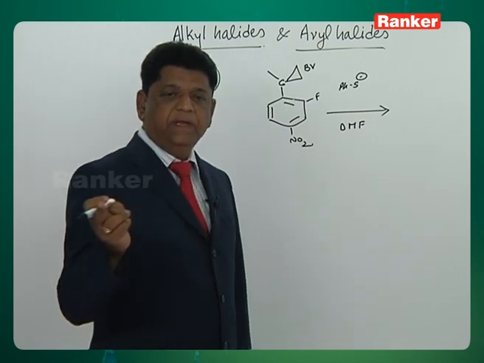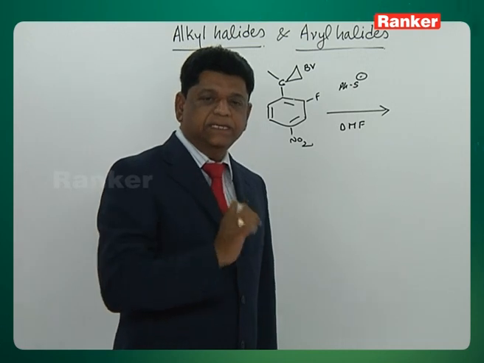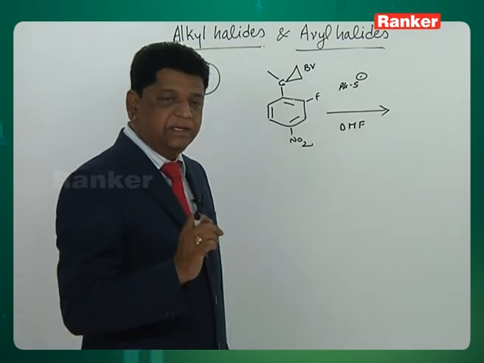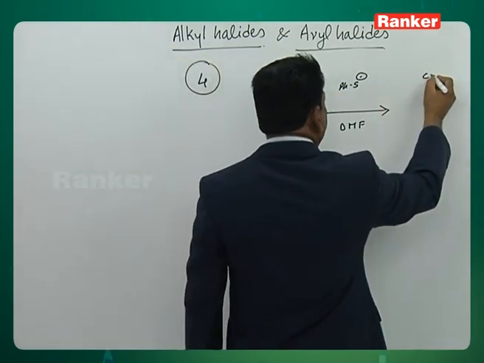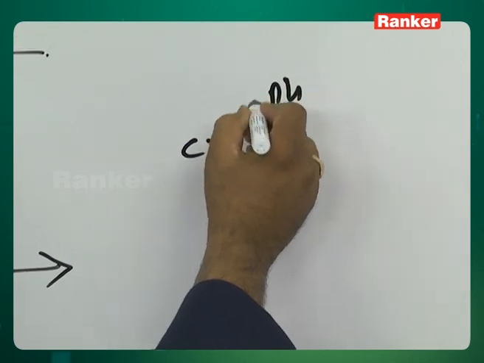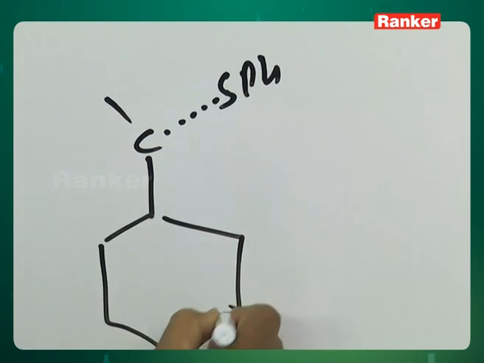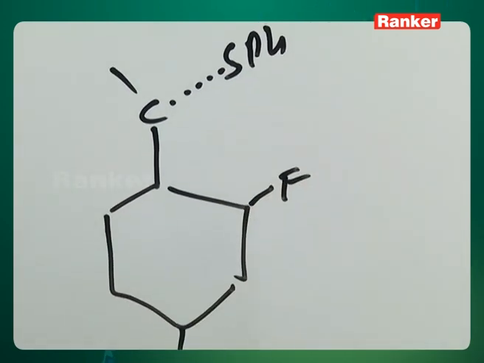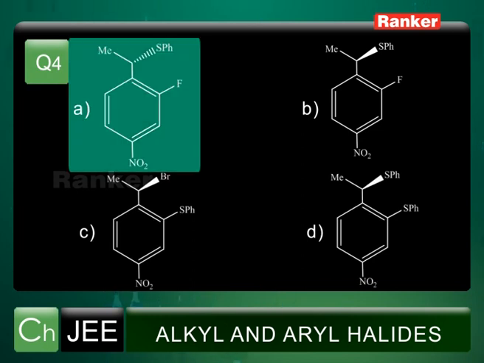But A, B, C, D are all different compounds, and you have to choose only one compound. In such a case, we go for the one with total inversion, where the bromine has gone and you get a phenyl with the sulfur. The rest will be as it is. The fluoro and the nitro will be as it is. So option A is the right answer.